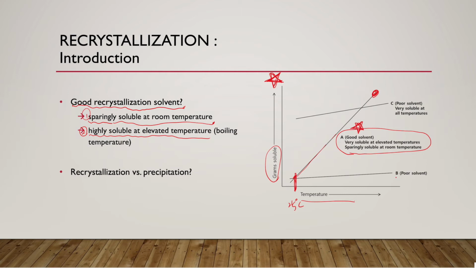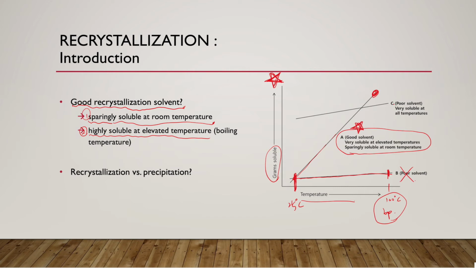But for solvent B, initially at room temperature, the solubility is very poor, and even if we increase the temperature of the solution, the solubility doesn't improve at all. So most of the time, let's say this is about 100 degrees, which is the boiling point of that solvent, but still the solid doesn't dissolve, and we cannot recrystallize it. We cannot dissolve the compound, therefore we cannot use this solvent.